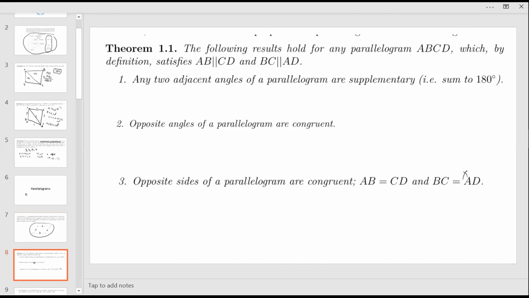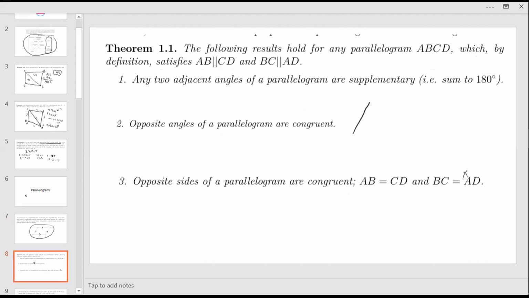So now we'll look at some of the important properties of parallelograms. The first one says that any two adjacent angles of a parallelogram are supplementary. To see why, let's draw a diagram.